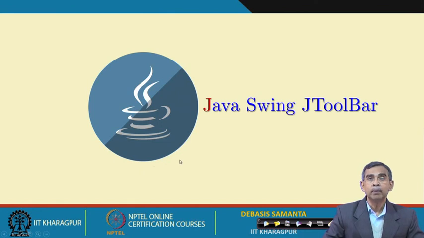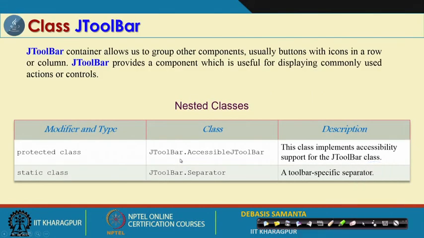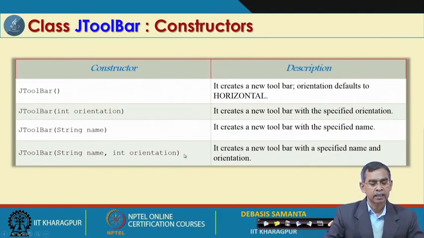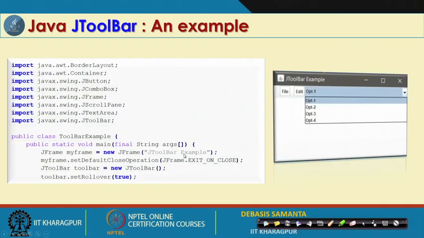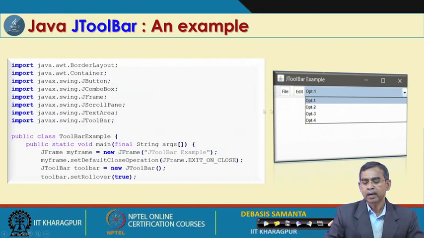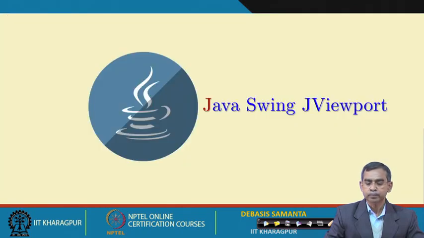And JToolBar, it is very similar to the menu item itself. It has 2 constructors and many methods, and this is an example. As we see, File, Edit, Option 1, and under Option 1 many other things are there. So, it is called the toolbar, it is just similar to the menu bar, but it is specially named toolbar and we can use it. As it is used to develop tools, that is why the name is toolbar.